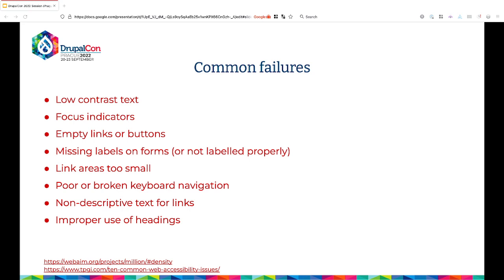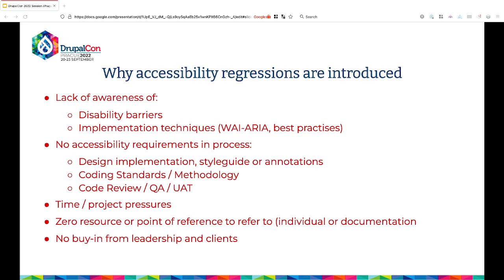And then there's labeling, where it uses icons but nothing is communicated. And of course, the improper use of headings, where they're not semantic headings, just visual headings, so there's no actual structure communicated. So why are these sort of things introduced?